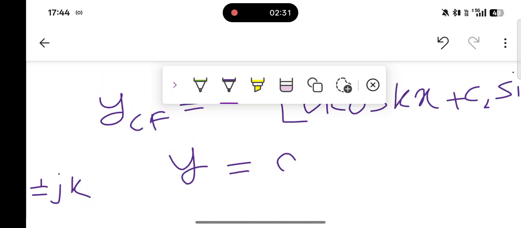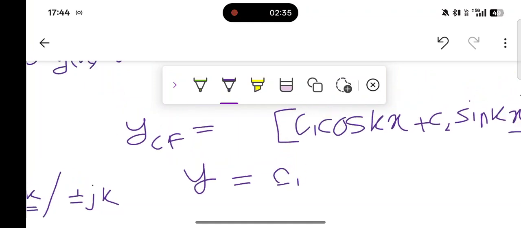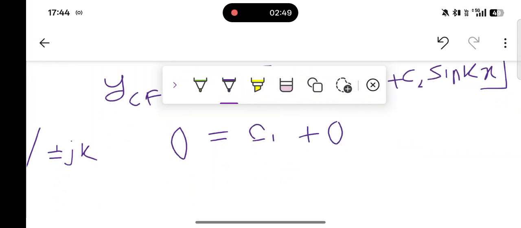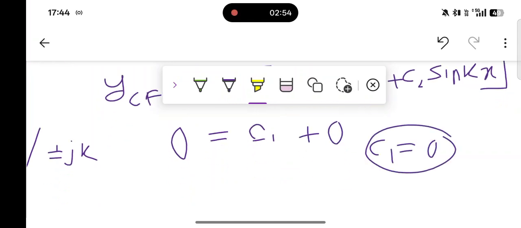We have to find the values of c1 and c2 from the initial conditions. So this is our c1 and I am replacing y as 0, because we are replacing x as 0. So this is cos 0, and the value of cos 0 is 1, so c1 into 1 is c1, plus sin 0 is 0. So our c1 is 0, right? Very nice. Our first solution is c1, which is 0. Now let's talk about c2.